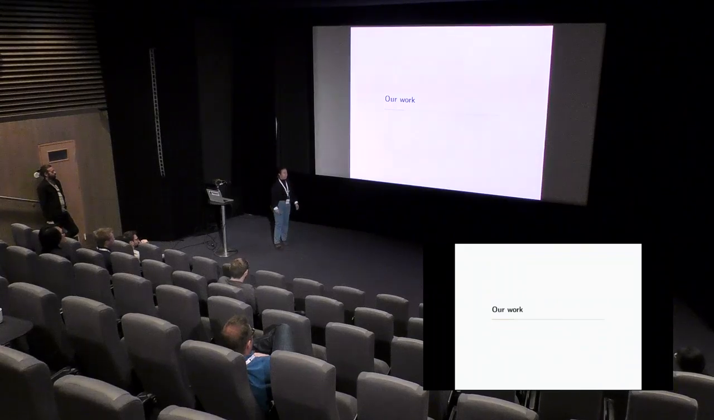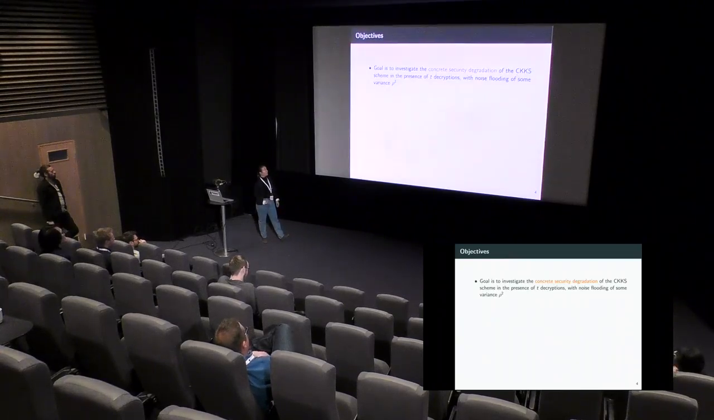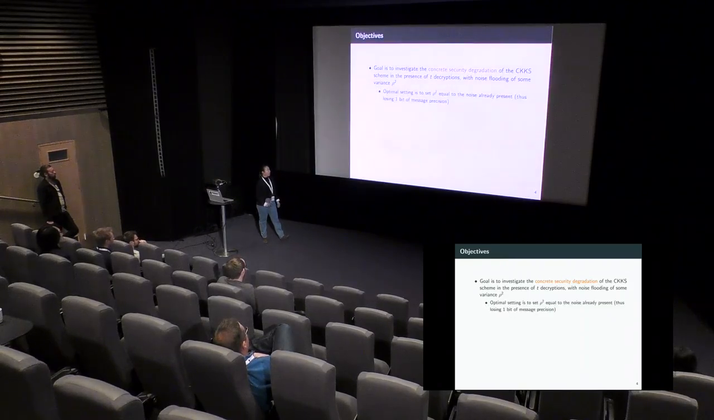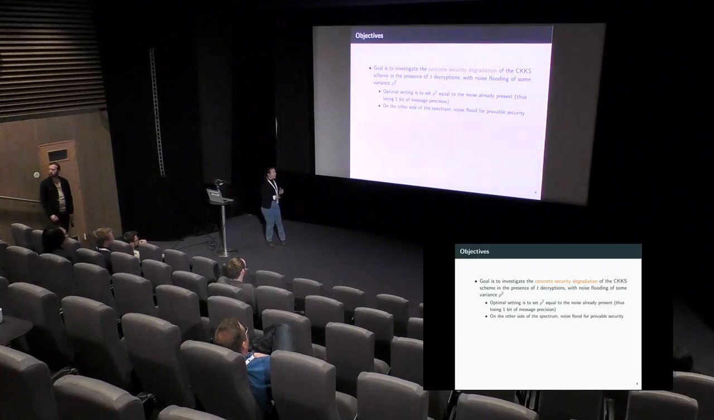That brings me nicely to what we do in this paper. The goal of this paper was to investigate the concrete security degradation of the CKKS scheme in the presence of T decryptions with noise flooding of some variance rho squared. In particular, we consider the optimal setting for the variance of the noise flooding to be equal to the noise already present. Then you lose 1 bit of message precision because you're effectively only doubling the size of the noise. On the other side of the spectrum, you noise flood for provable security, so noise flooding levels as in LMSS 22.